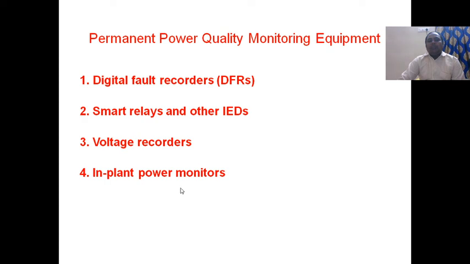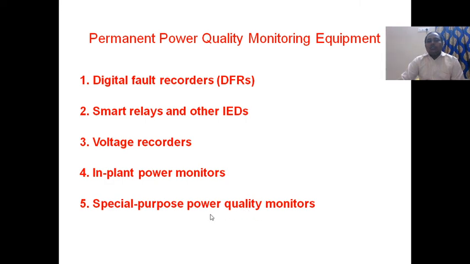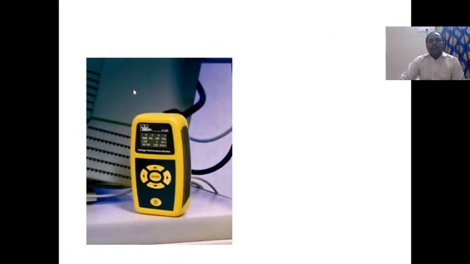Fourth one, in-plant power monitors. Fifth one, special purpose power quality monitors. Special purpose means that both voltage and current data will be recorded. Sixth one is the revenue meter, which is similar to the special purpose meter and records voltage and current data at every instant of time. So these are the equipments used for measuring the data.